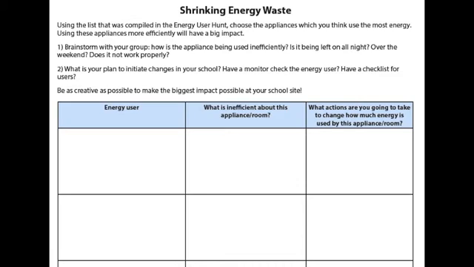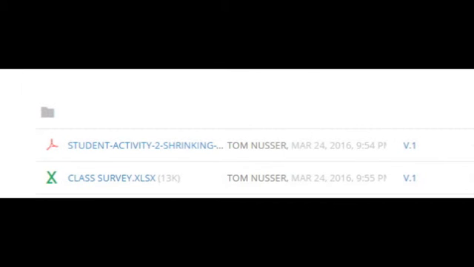The two things to download are at the bottom of the page. You'll download the class survey and do that as a class, and then individual groups will download the student activity shrinking energy sheet to go ahead and look at their individual issues. Good luck.